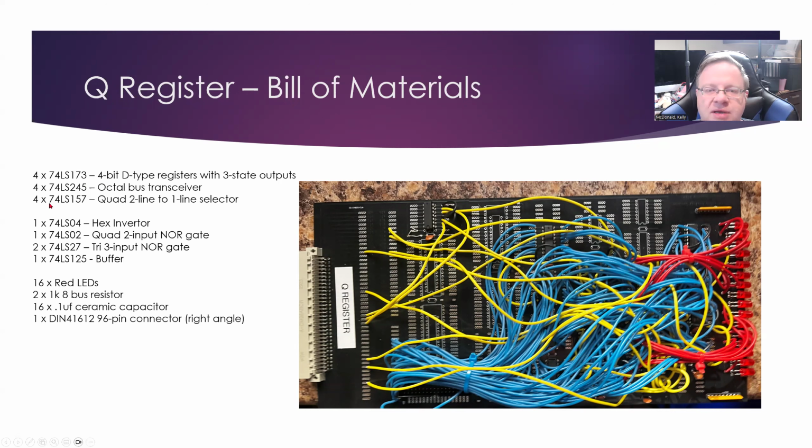And then we have 4 74LS157s. This is our quad 2-line to 1-line selector. This is where we use it to select our input, whether it's coming from the channel bus or the write line bus. And then associated logic, we've got the 74LS04 hex inverter, the 74LS02 quad 2-input NOR gate, 274LS27s tri 3-input NOR gates, and then the buffer that we've used on the other boards as well, just for our clock and reset.